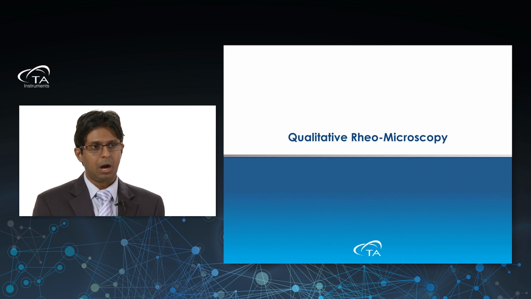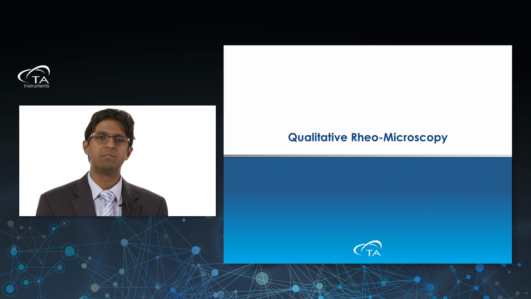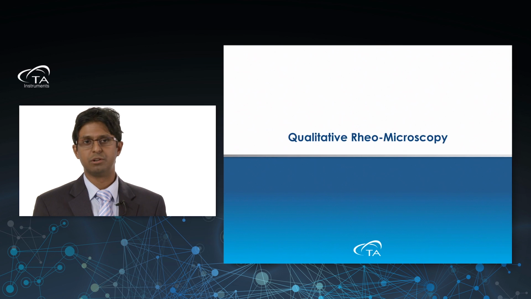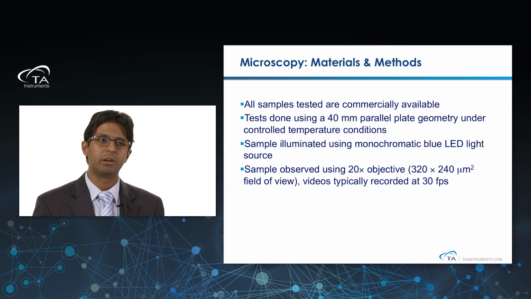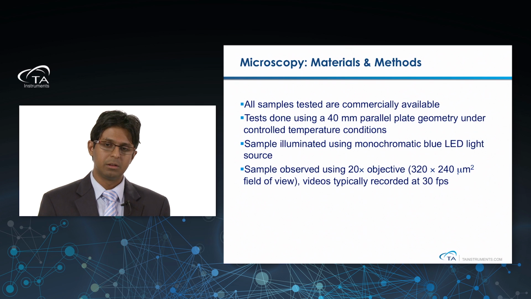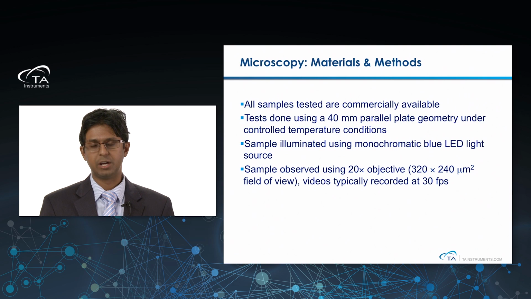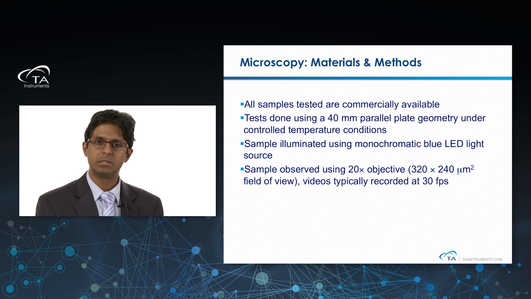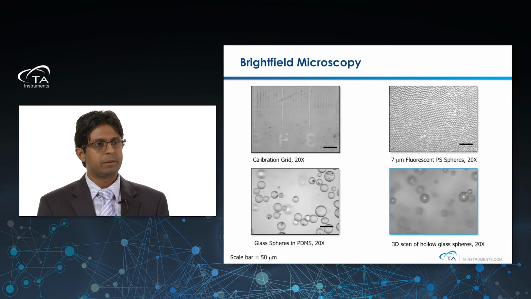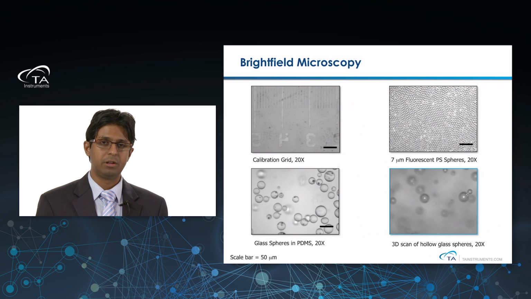So now in this section, I'll talk about some qualitative results where we're observing samples under shear flow, just to give you a flavor for the image quality that we can get with the microscope accessory. All of the samples that are used in the rest of the talk are commercially available. The tests were done using a 40 millimeter parallel plate under controlled temperature conditions. The sample was illuminated using a blue LED light source and observed using a 20x objective. Video capture was typically done at 30 frames per second, except in some cases where we needed to go at much higher frame rates.